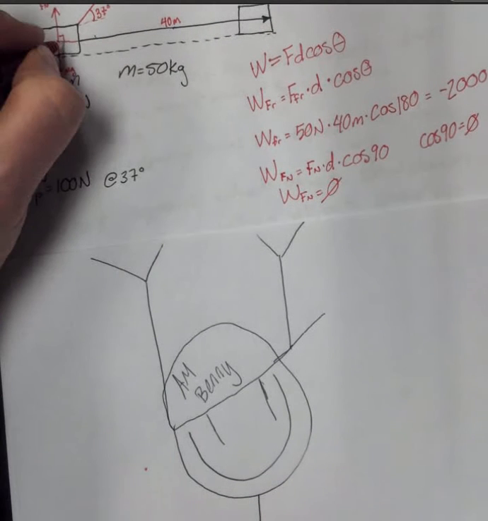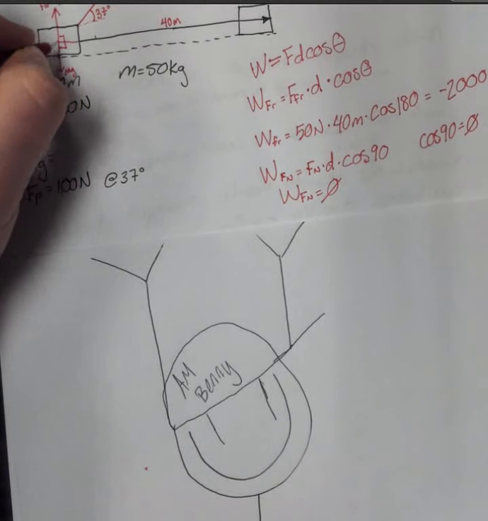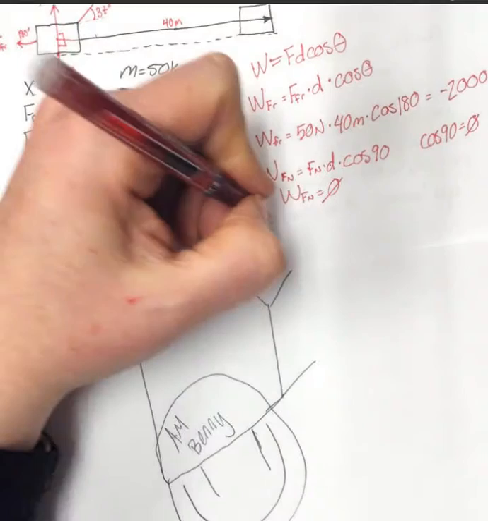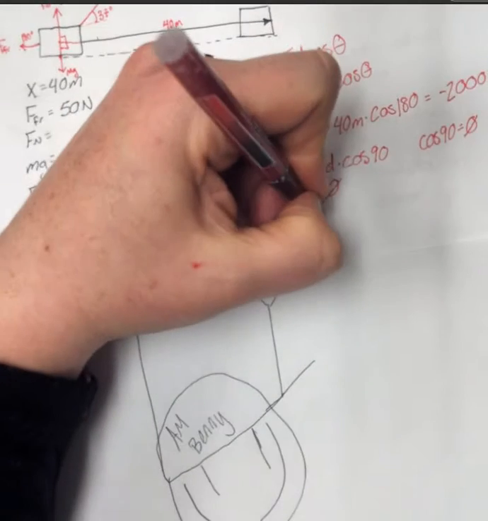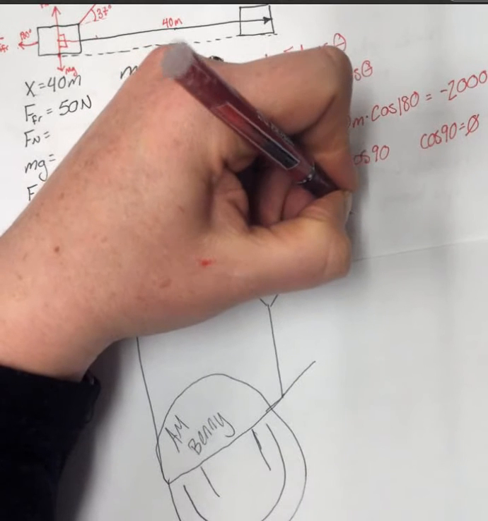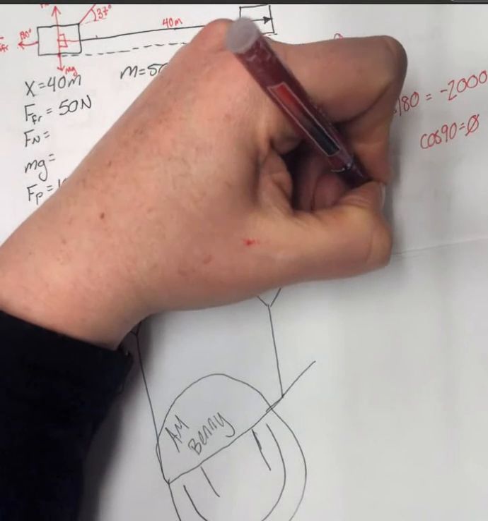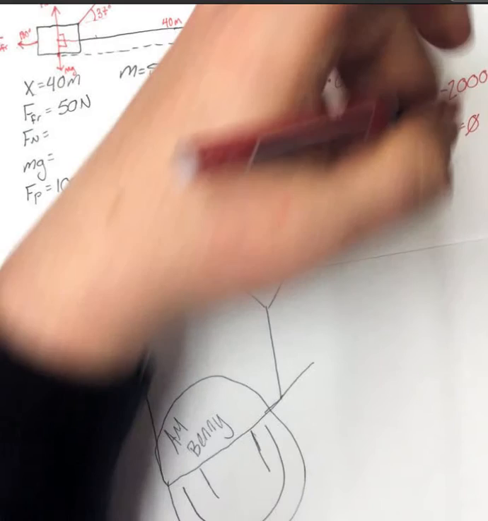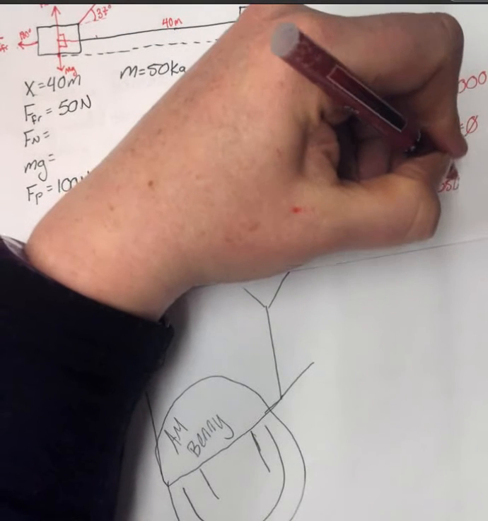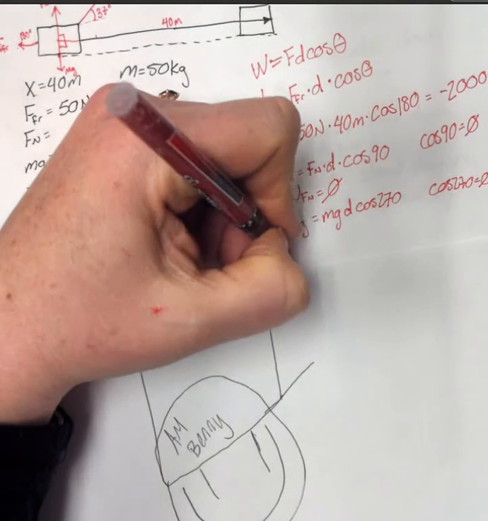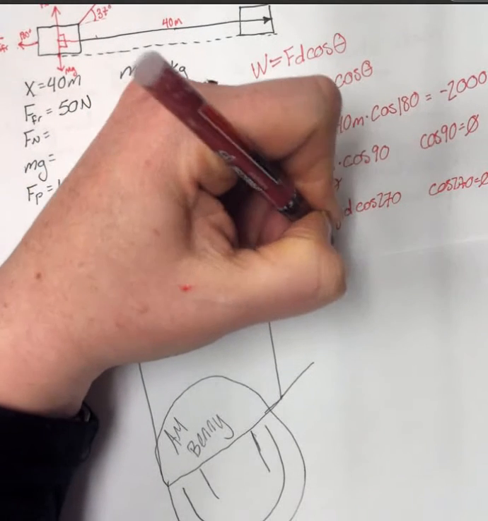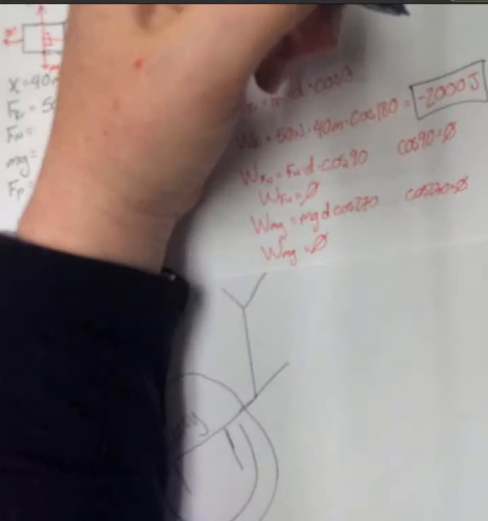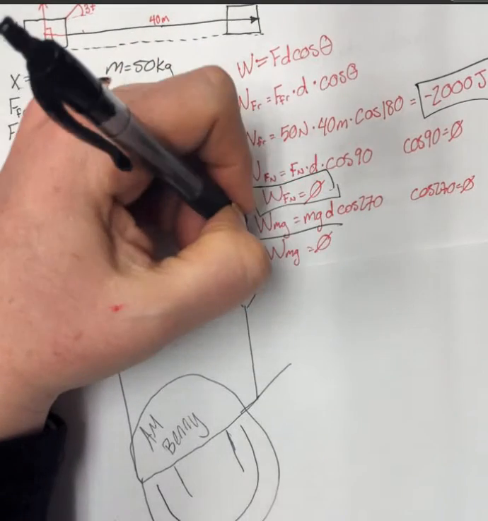Likewise, I could say that the weight of the object is at a -90 degree or 270 degree angle from the displacement of the object. So that means that the work done by gravity is going to be mg times displacement times the cosine of 270. The cosine of 270 is also 0. Therefore, the work done by the weight of the object is 0. So we've now solved for the work done by friction, the normal force, and the weight of the object.